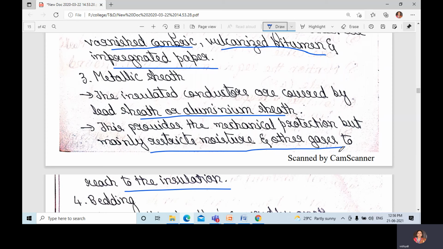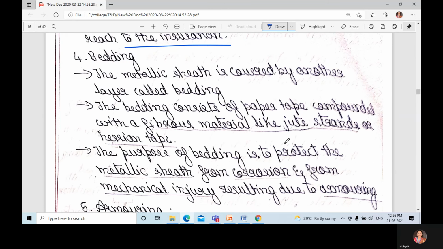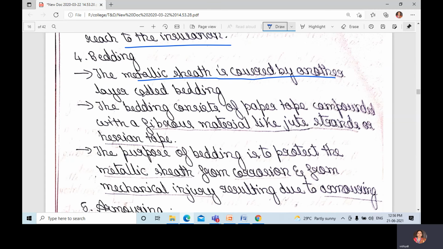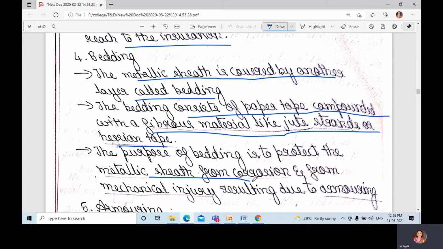Next is bedding. The metallic sheath is covered by another layer called bedding. The bedding consists of paper tape compounded with a fibrous material like jute strands or Hessian tape. The purpose of bedding is to protect the metallic sheath from corrosion and from mechanical injury resulting due to armoring.